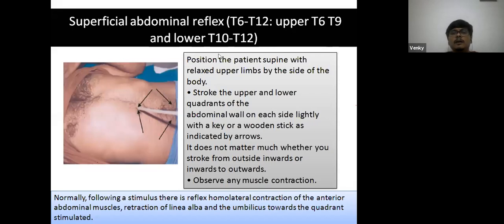Okay. Then how to examine the abdominal reflex? First, you ask the patient to lie in supine position with the upper limbs relaxed by the side, and stroke the upper and lower quadrants like this, from outwards towards the umbilicus, and observe the muscle contraction. Normally, following a stimulus, there is a homolateral contraction. If you scratch this side, the umbilicus will move towards this side. So there will be retraction of the linea alba and the umbilicus towards the quadrant stimulated. T6 to T9, umbilicus T10, and T11, T12 is the lower abdominal reflex.